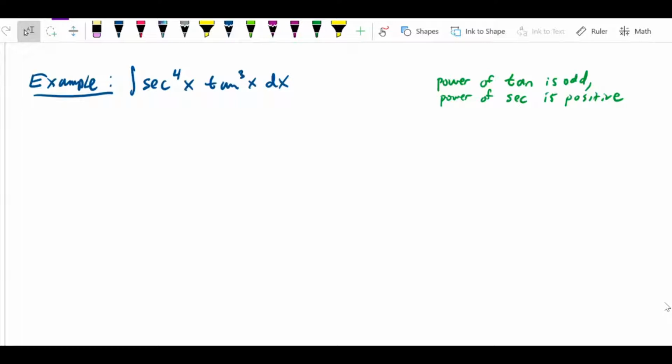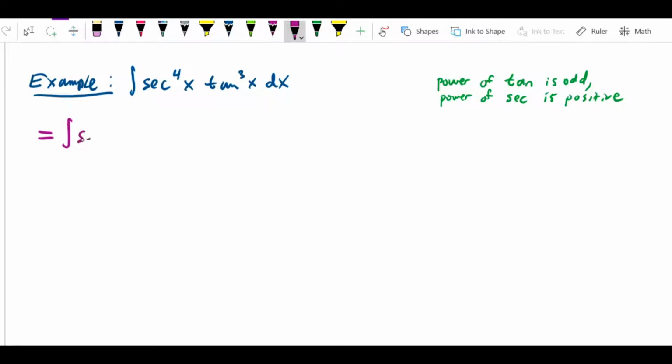So what this demonstrates is the case where the power of tangent is odd and the power of secant is positive. In this case, what you want to do is peel off one factor of secant tangent. In other words, I'm trying to imagine what I want the derivative to be when I do u substitution. In this case, I want du to be equal to secant x tangent x dx. So let me just demonstrate it and you'll see why that works.